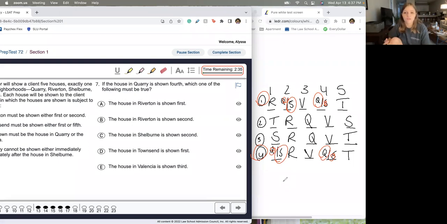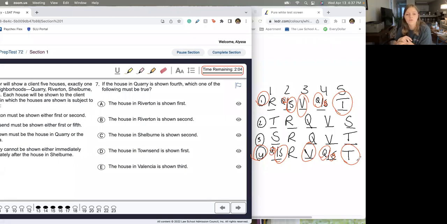Must be true questions are fairly easy to predict, because if it has to be true in all the worlds that you're looking at, that means you can just look at the worlds and see what's consistent in both of them. So I can actually look through my worlds and see what is the same. V is third, Q is fourth. I'm not going to give you that one because that's the prompt. And T is fifth. So V is third, T is fifth. Those are my two must be true things that I'm seeing in there.